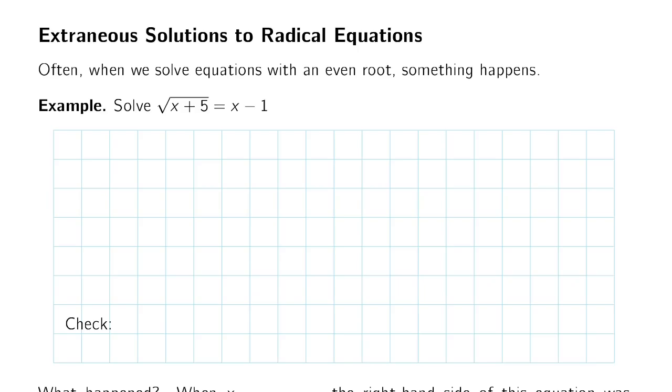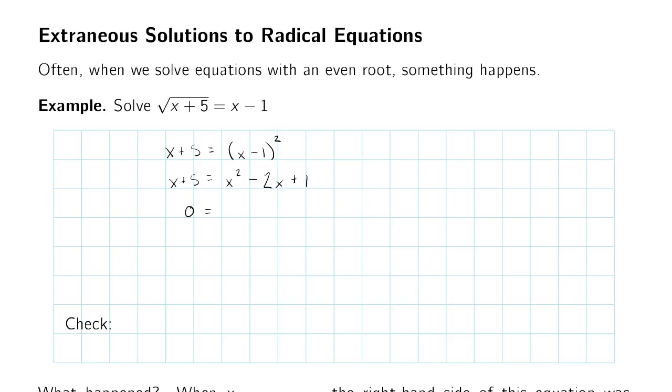Rewriting in terms of a power function, we'll have x plus 5 is x minus 1 squared. We work out the right-hand side. X plus 5 is x squared minus 2 times 1 times x is 2x, plus 1 squared is 1. And now we have a polynomial equation. We'll subtract x and subtract 5.